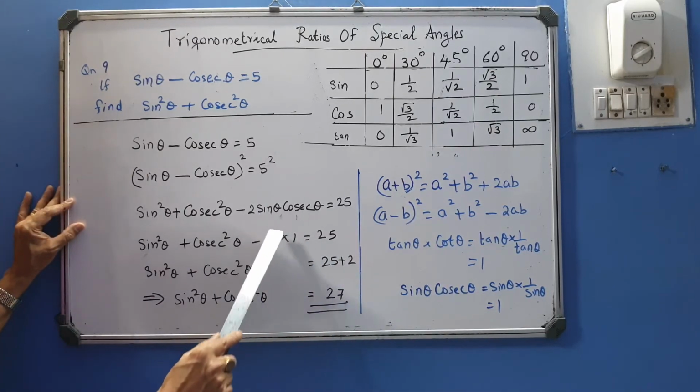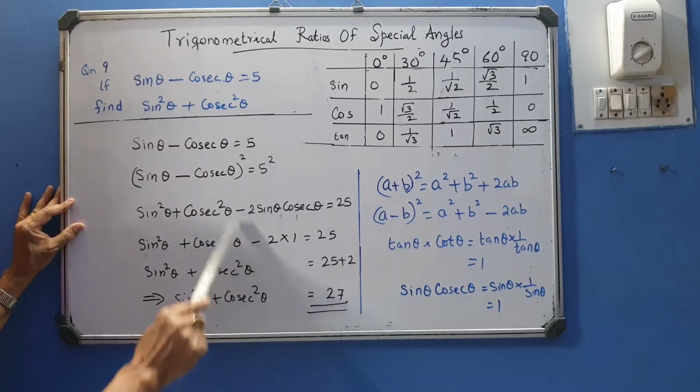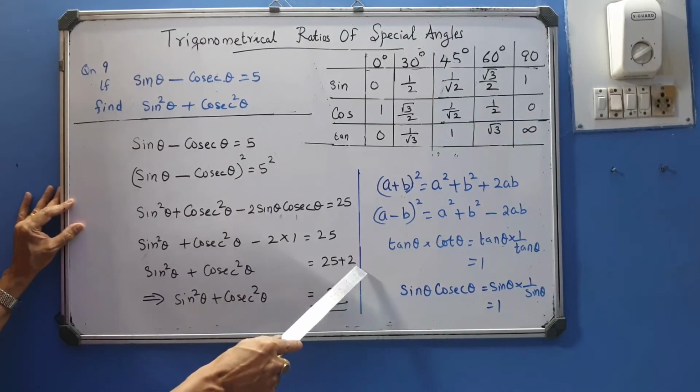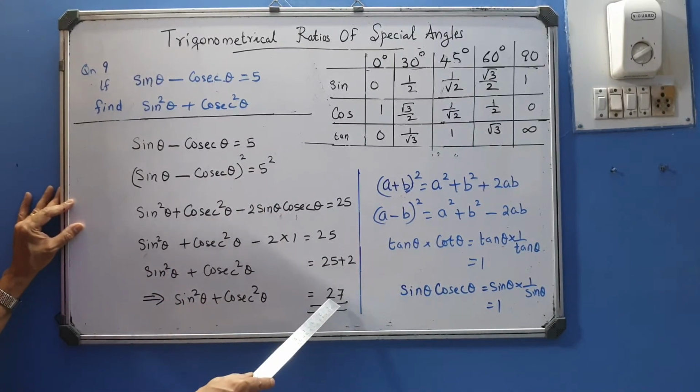So we can replace by 2 into 1. Now minus 2 taken to the other side becomes plus 2. So 25 plus 2 which is 27. So sine square theta plus cosec square theta is 27.